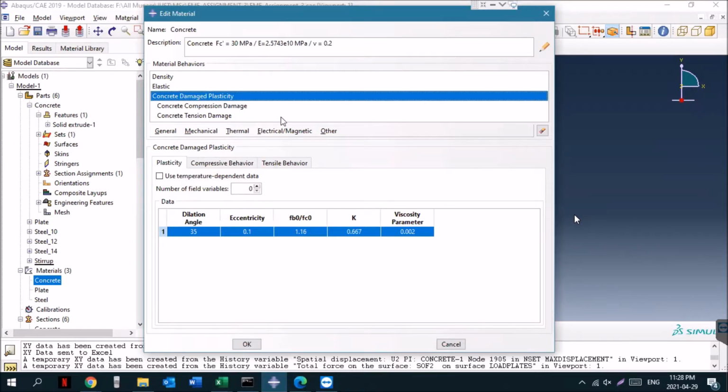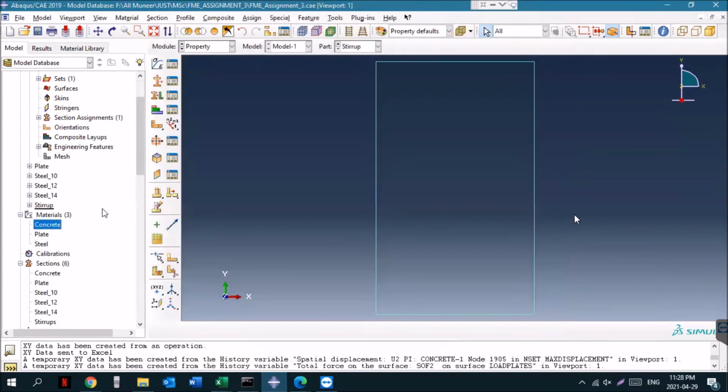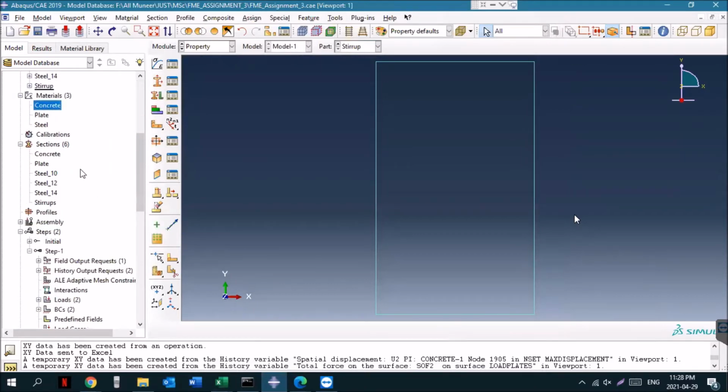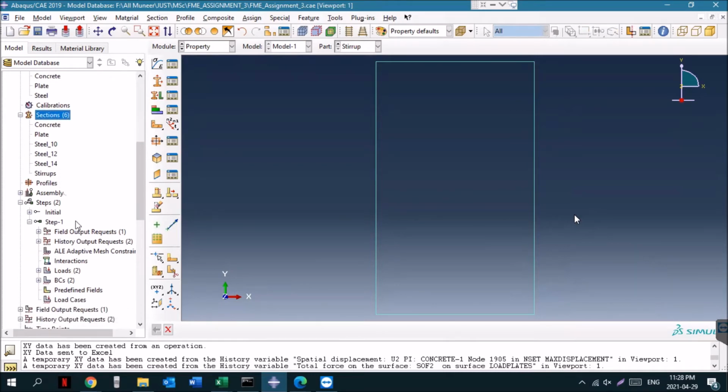After that, I have defined the concrete compression damage and concrete tensile damage, assuming that the plasticity of concrete in compression will start after 0.45 f'c, and the concrete plasticity in tension will start after reaching 0.1 f'c. Now, after the materials definition, I started working with sections, and a section is just assigning the materials to the geometry or to the parts that I have created.